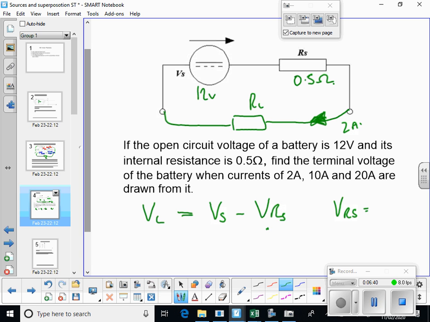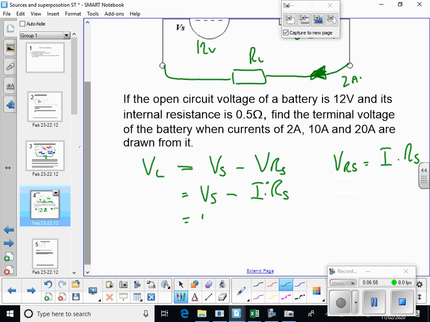Someone said Ohm's law: I times RS. So if I put that in here, it's VS minus I times RS. You can then do the calculation in one go. 12 minus 2 amps, wasn't it? 2 times 0.5 equals 11 volts. So with 2 amps flowing, we'd get 11 volts at the terminals.